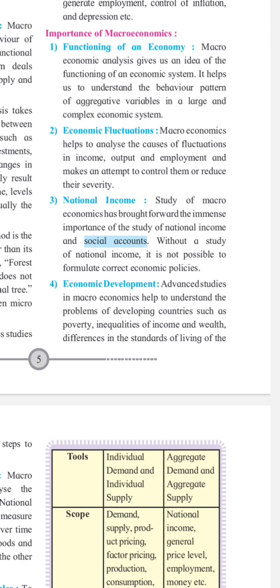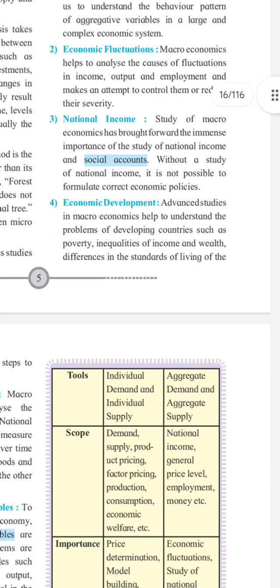First, functioning of an economy. Macroeconomics helps us understand the working of the entire economic system. It explains the behavior of aggregate variables in a large and complex economy. Second, we have economic fluctuations. It helps analyze fluctuations in income, output, and employment, and suggests measures to control them.